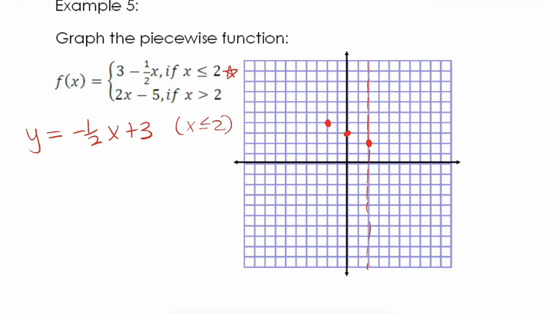And then I would go in the opposite direction of my line, because remember that line lives to the left of 2, and then I'll make my line. Okay.